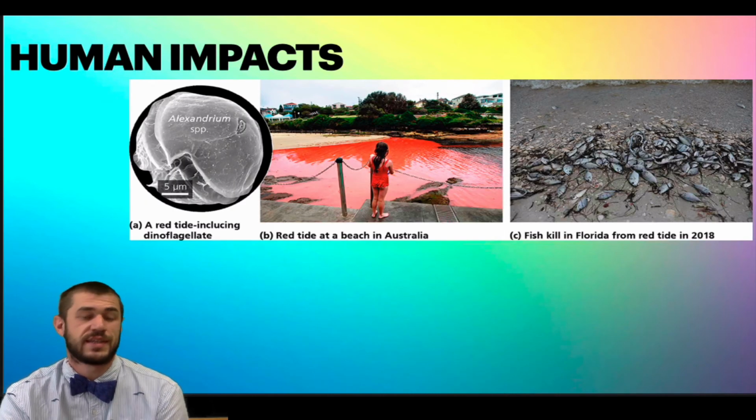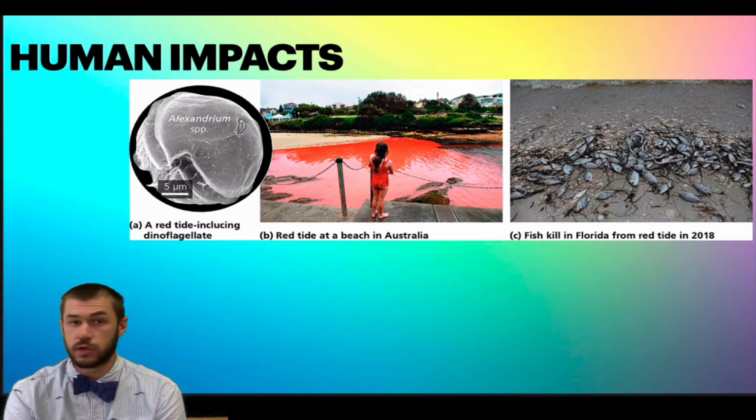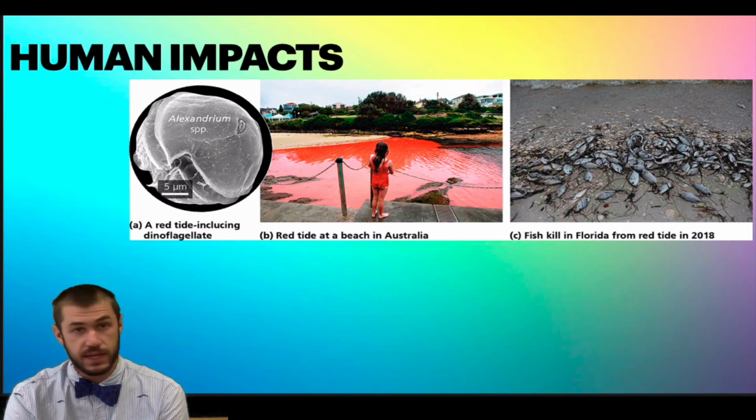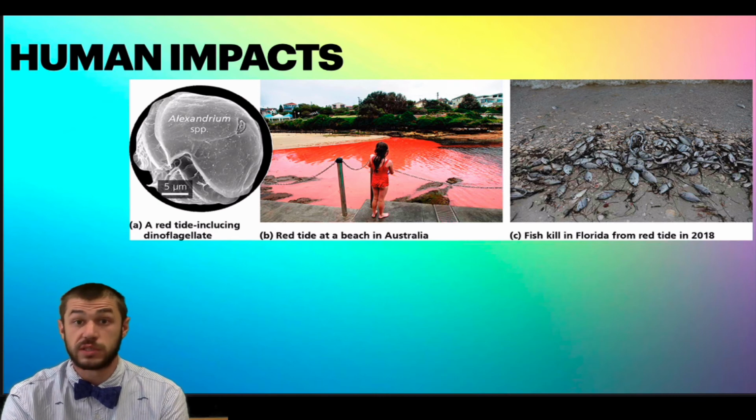So again, what does that mean? This nutrient pollution allows for blooms of algae, including dinoflagellates, which cause red tides. Red tides, these dinoflagellates have a toxic component to them, so they can kill fish, they can kill other marine life, and if we consume those marine life, they can poison humans as well.